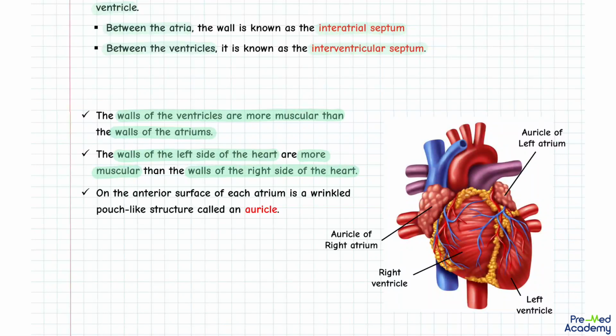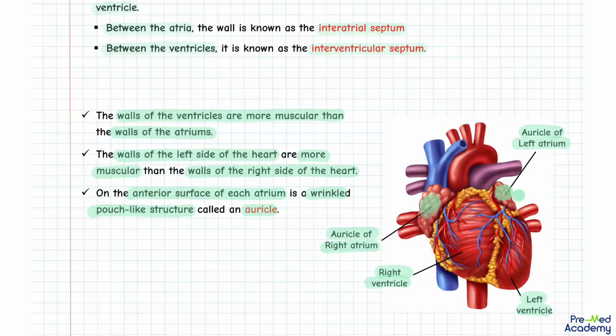Lastly, there is one last term regarding anatomy of the heart that may come up in entrance exams, and that is the auricles of the heart. On the anterior surface of each atrium is a wrinkled pouch-like structure called an auricle. Auricle means resembling an ear or earlobe, so I guess someone thought it looked like an ear. You can see the 2 auricles of each atrium in the picture to the right, as well as the location of the ventricles and the atriums. Note that we can't see the left atrium because it is hidden behind what we can see in the diagram.